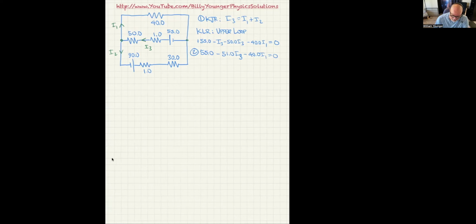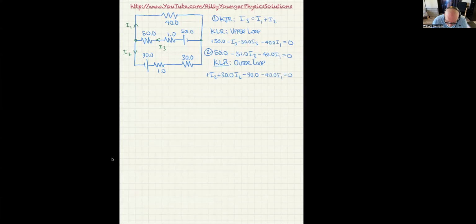Now I'm going to do a different loop. So we're going to use the Kirchhoff loop rule again. This time I'm doing the outer loop. And you can see that basically what I'm going to do is I'm first going to go, where did I start? I started where I2 was.